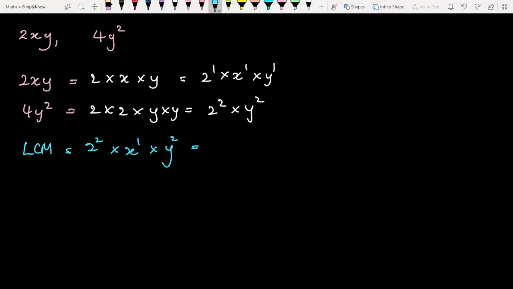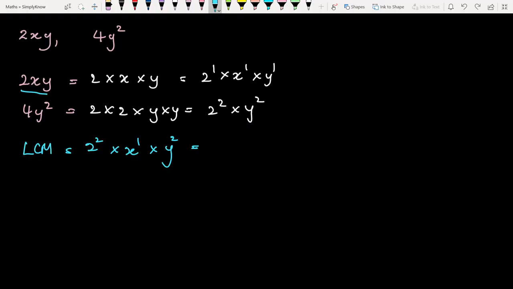Okay, let's check your answer. When we write 2xy as a product of its factors, it should be 2 times x times y. And 4y squared as a product of its factors is 2 times 2 times y times y. Then we write them as a product of powers. 2 to the power 1 times x to the power 1 times y to the power 1. And here 2 to the power 2 times y to the power 2. Now what are the greatest powers?